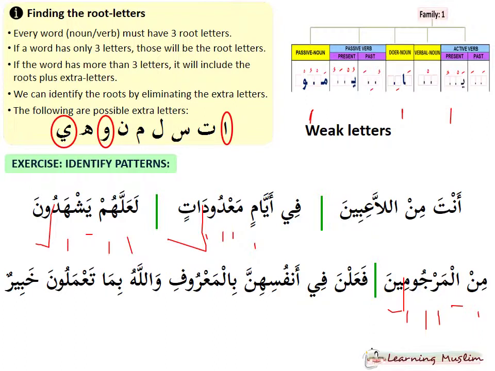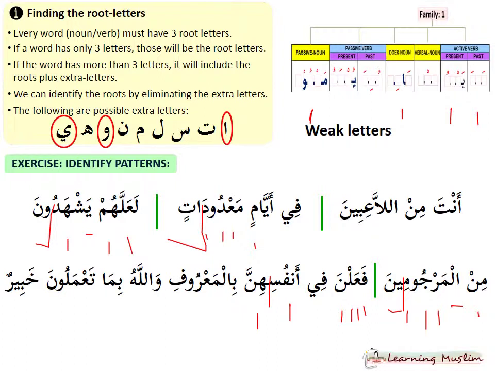Right? Next one, fa'alna. So fa'alna, it should be quite obvious to you that it's an active past tense verb, and definitely fa is the root, ain is the root, and lam is the root, and noon will be extra. And the meaning is fa'alna, they many females did do. Okay, fi anfusin, right? Fi means in, anfusin. So anfusin is a noun. Anfus, this noun.